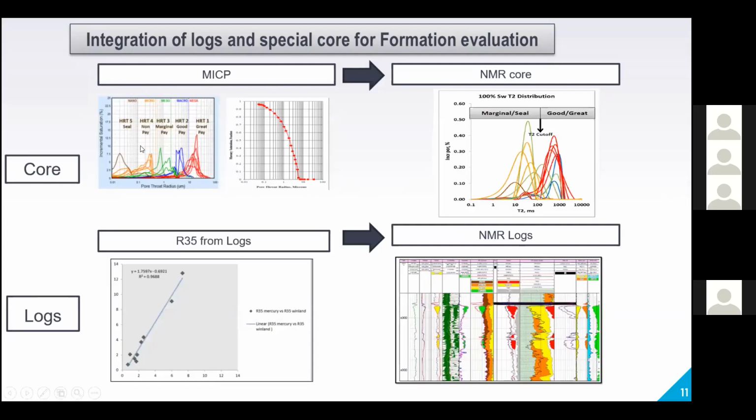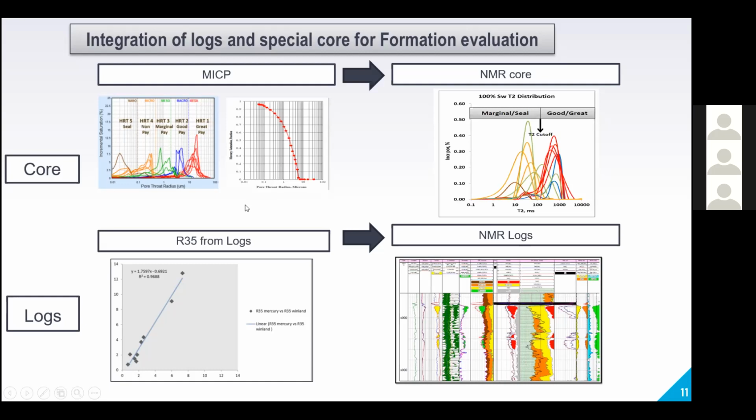Moving to the last two parts inside the integration of logs and special core analysis for formation evaluation. The mercury injection data. The mercury injection data are mandatory for any reservoir quality evaluation. If you want to know the reservoir quality, you need to acquire mercury injection. The mercury injection is a simple test. You just desaturate your plug from any fluid, and then you inject mercury. The volume of mercury will be inversely proportional to the volume of water saturation.